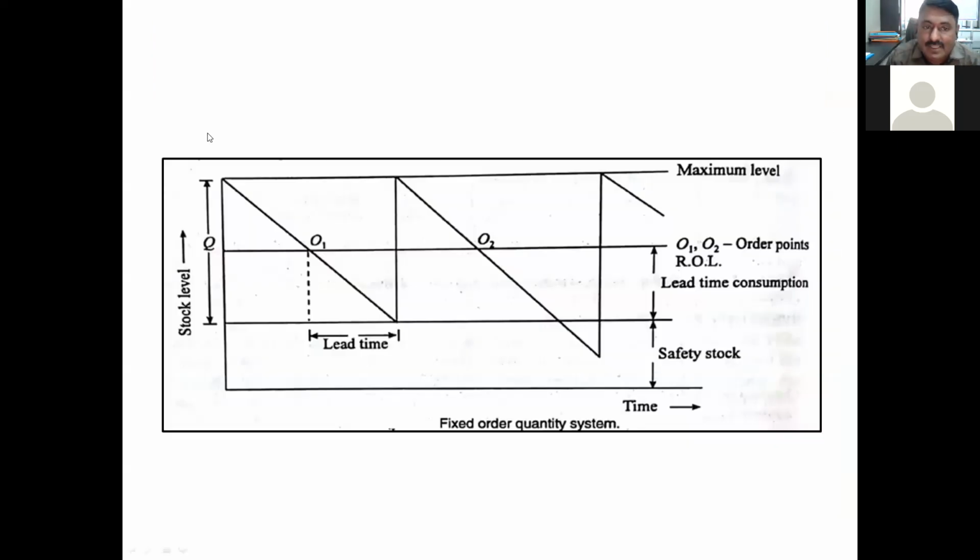So here, friends, you can see on the one side it is stock level, here it is time. Q is the maximum quantity, and this is the consumption. This is the safety stock. You can see this one line, this is the safety stock here. This line you can call the safety stock.